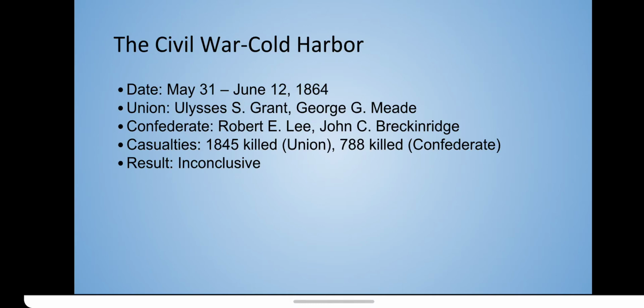And for the Union, even though the battle is listed as inconclusive, it was a huge loss, and it kind of brought up that idea among the Union soldiers that Grant is a butcher. And true or not, that's up for you to decide. But this battle right here, losing twice as many soldiers and not winning the battle, it did not look good for Grant. But he would recover.